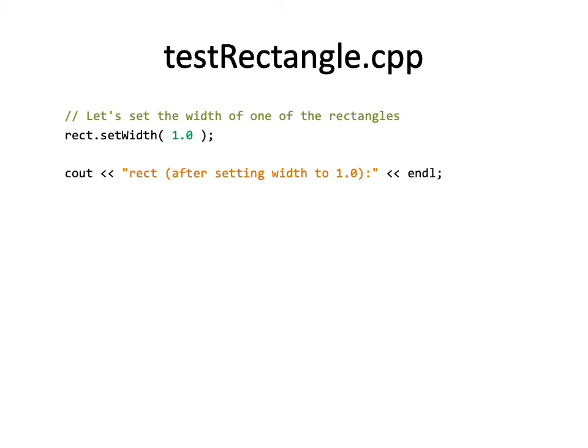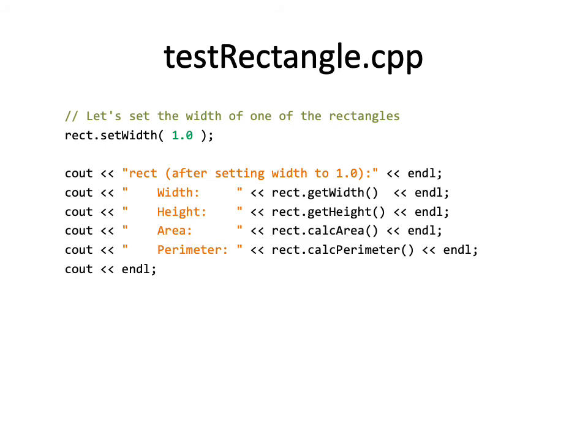Next, let's try to do some other methods. Let's set the width of one of the rectangles to 1.0. So let's take rect, which had a width of 2 and a height of 4. Now we're going to set the width of that rectangle to 1. So let's output what its values are now. Rect, after setting width to 1, and we do that. And I'd like you to think for a second what the output of this function will be. So pause it, and I'll show you in 3, 2, 1.